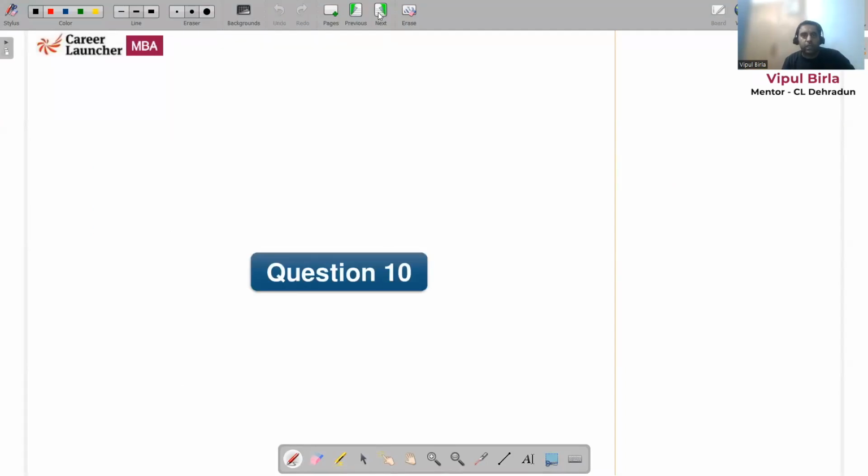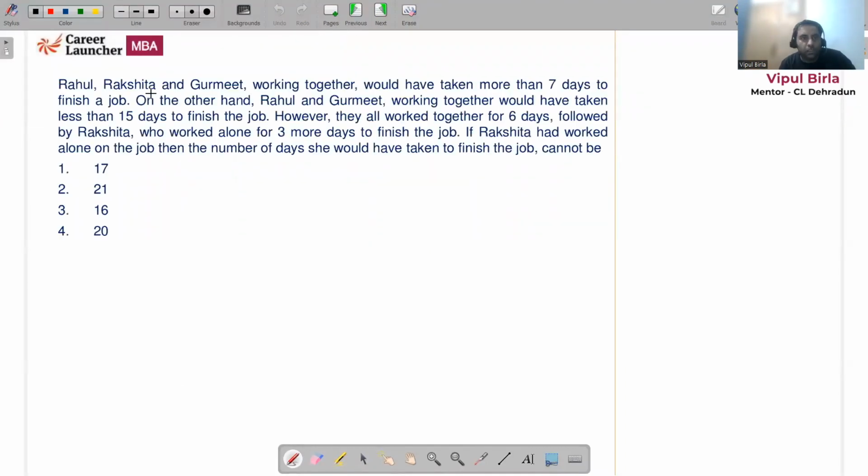Let's look at question number 10. Rahul, Rakshita and Gurmeet working together would have taken more than 7 days to finish a job. On the other hand, Rahul and Gurmeet working together would have taken less than 15 days to finish the job. However, they all worked together for 6 days, followed by Rakshita, who worked alone for 3 more days to finish the job. If Rakshita had worked alone on the job, how much time would it have taken?